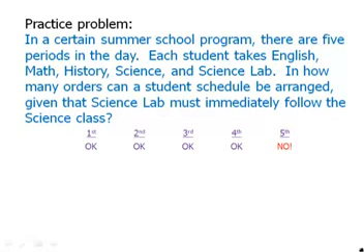So 4 slots are okay, but the 5th slot is not possible for the science class. So for science, there are 4 possibilities. And once we pick science, then the science lab, we have no choice about that. It has to come right after science. So now we pick those 2, so those 2 slots are occupied, and now the others are unrestricted.